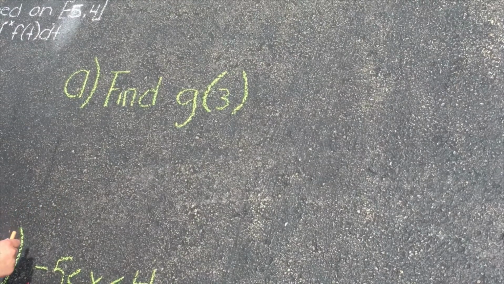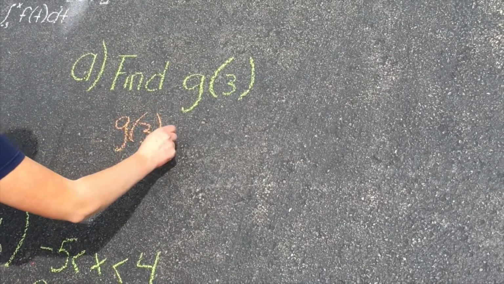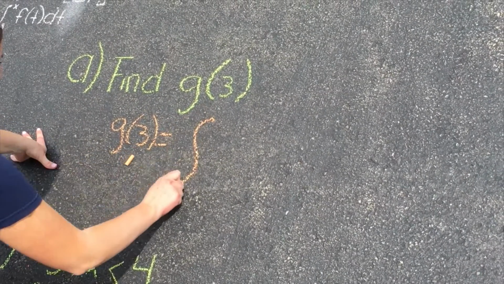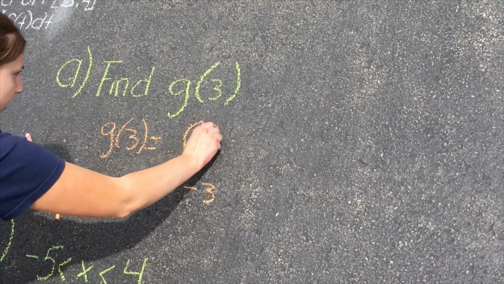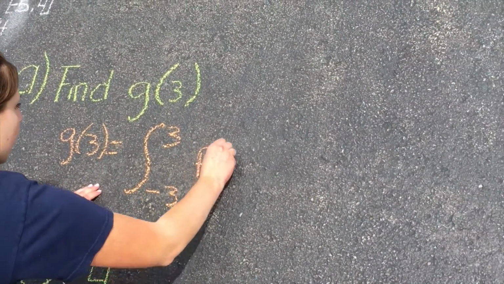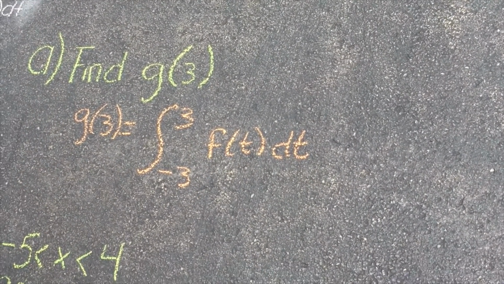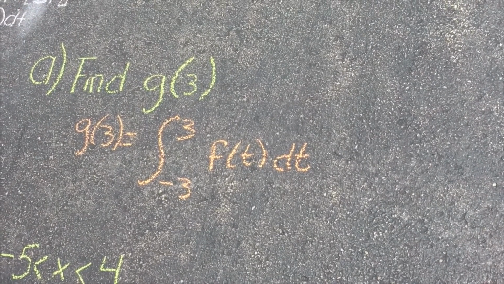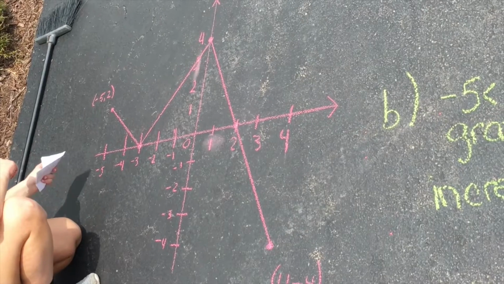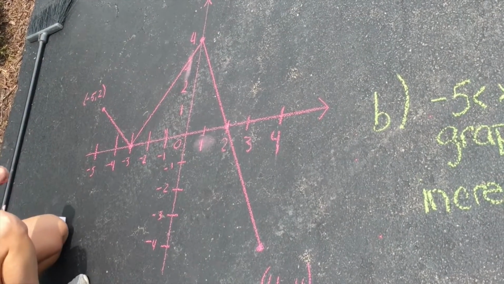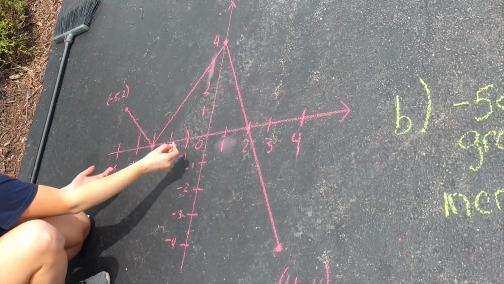Using the g of x from the original part, g of 3 would simply be equal to the integral from -3 to 3 of f of t dt. Next, we will use the graph to find the area underneath the curve, as that is what the definition of an integral is. Using the graph and knowing that we need to find the area underneath the curve from -3 to 3, we can simply split this into 3 triangles.